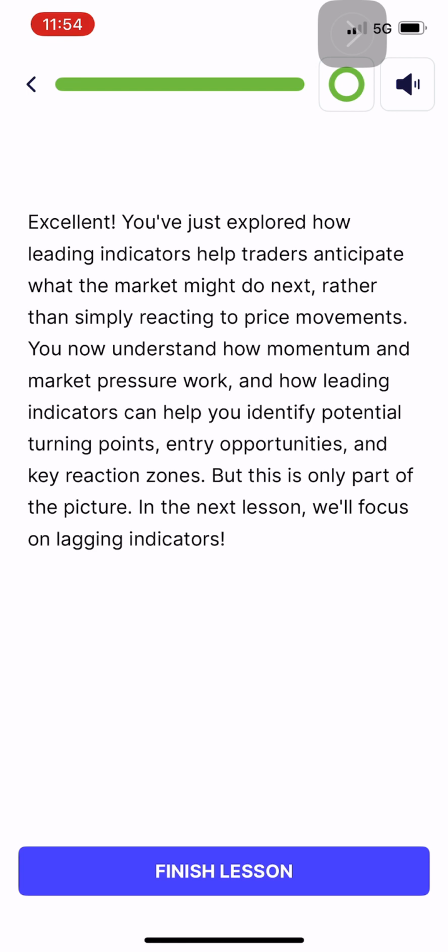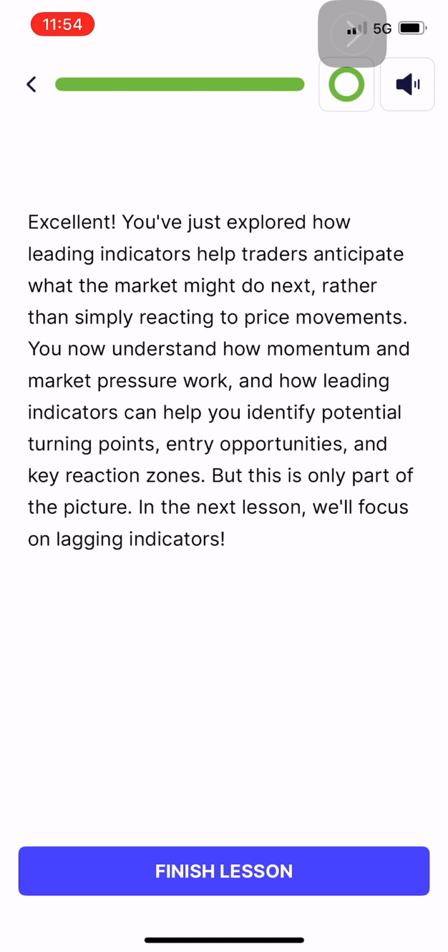Excellent. You've just explored how leading indicators help traders anticipate what the market might do next, rather than simply reacting to price movements. You now understand how momentum and market pressure work, and how leading indicators can help you identify potential turning points, entry opportunities, and key reaction zones.